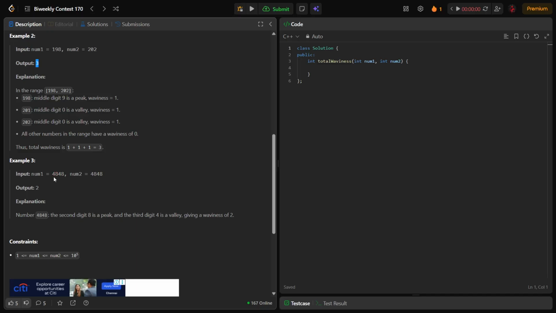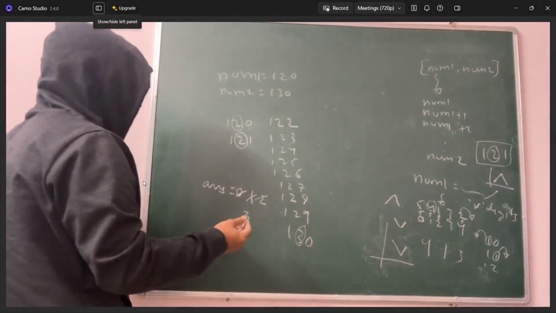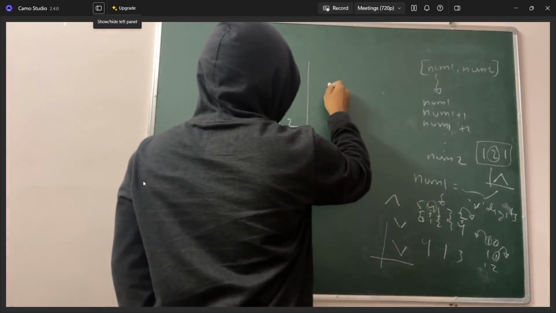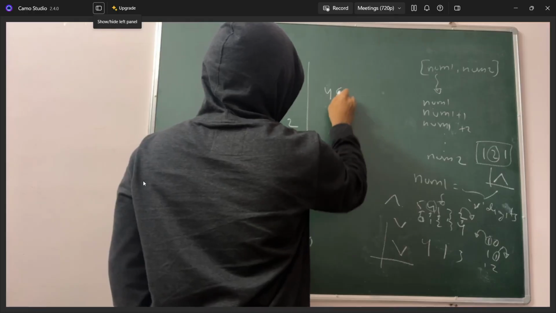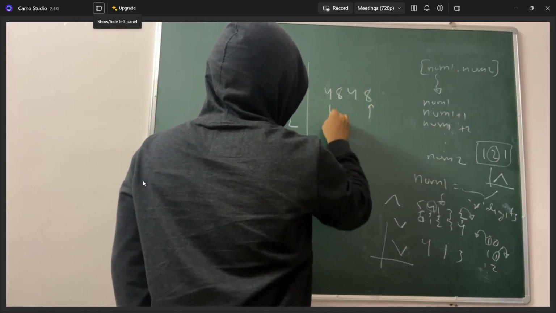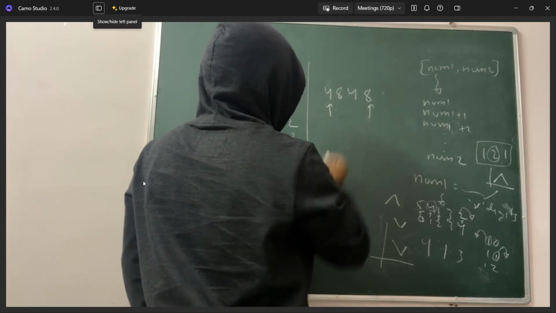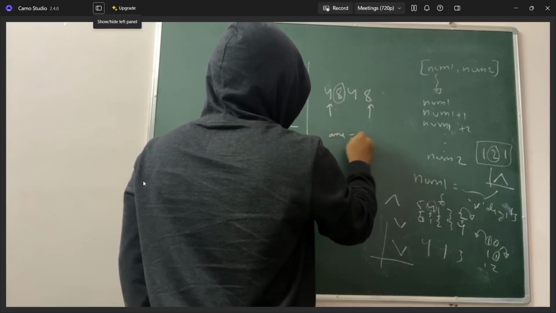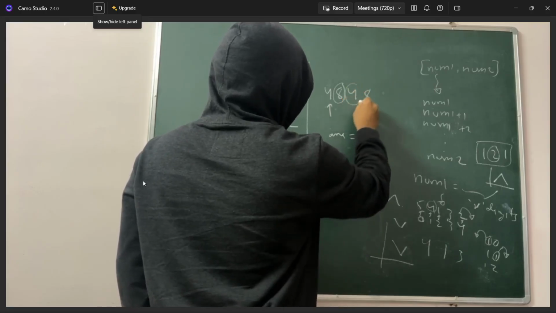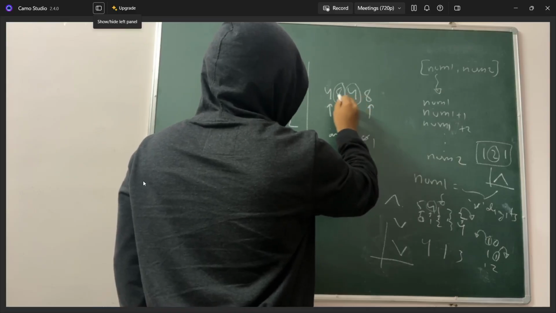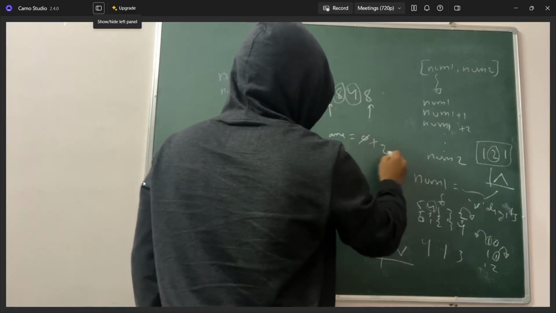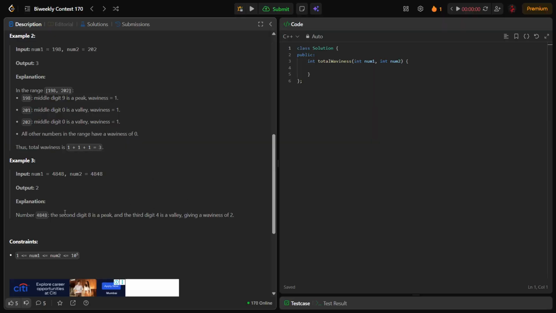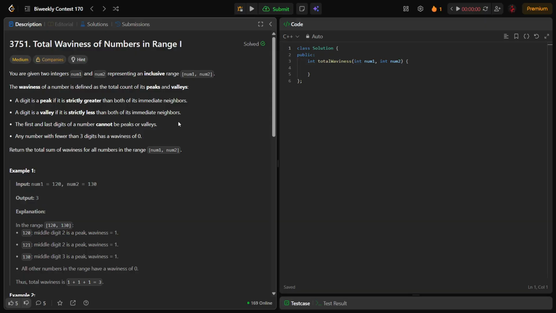So similarly we can find for 4848 to 4848. So 4848 till 4848 is only one number. So let's take 48 and 48. For this digit we cannot find Waviness, but for this we can. If you try to take this 8, it is a peak. So your answer initially was 0, now it is 1. For this number also you can find, and this is a valley because this number is lesser than both the left and right side. So your answer is 2. As you can see here, your answer is 2. So yeah, brute force only I'll be doing in this solution.